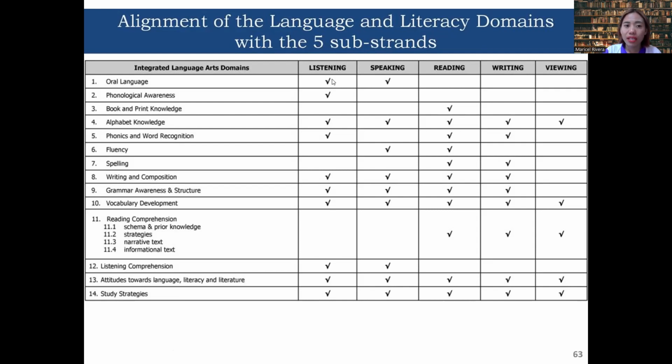Or, for example, listening: which specific integrated language arts domain could we say listening is aligned to? So you could align it to oral language, phonological awareness. Why this, such as alphabet knowledge? Yes, phonics and word, okay, listening, right? So grammar, writing and composition, even grammar, vocabulary, listening. So this is now the alignment. So there is specific, of course, when we say writing, it cannot be oral language because when you ask them to write, you would not let the students actually speak, right?